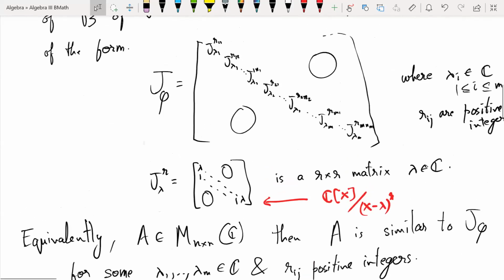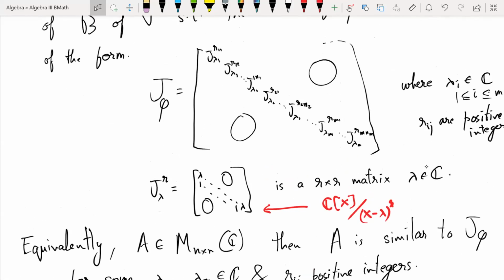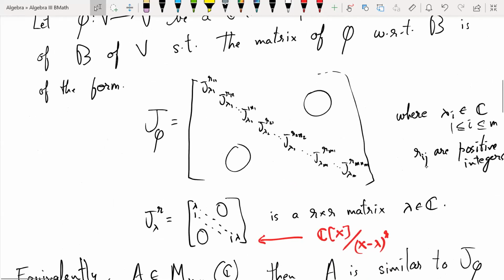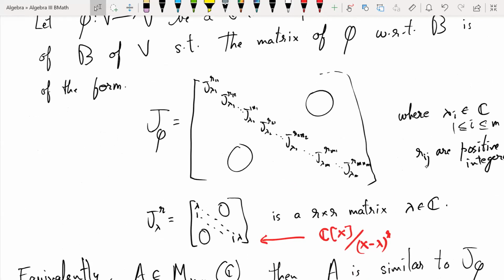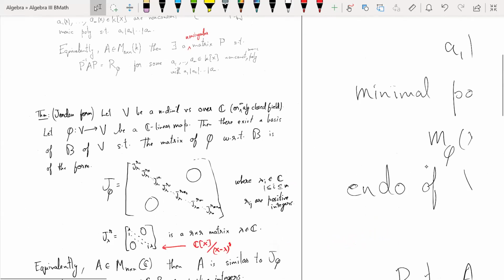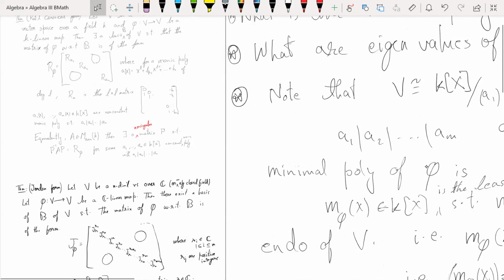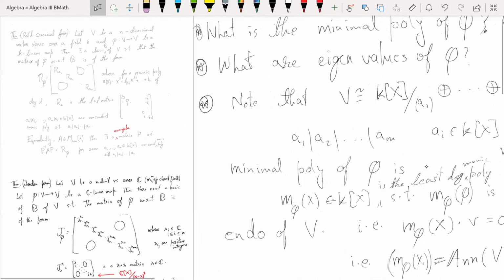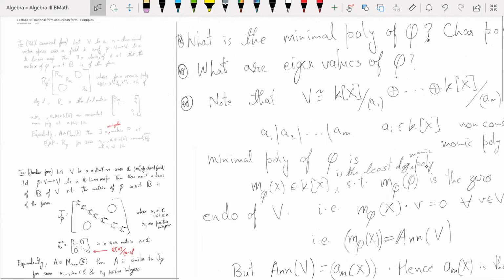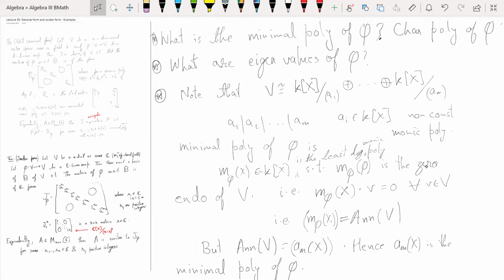So today, how you get these lambda i's and these r i's from the linear map is a bit tedious. But if you know A1 to AM, or if you know the lambda i's and the corresponding r ij's, then you can get the other one. So if you have one set of data, you can get the other set of data. That's not difficult. But getting one set of data is a bit of an issue. So let's try to analyze what these invariant factors are. Some of the invariant factors are easy to compute, and that's what we are going to work out today. Then we'll get to an example.